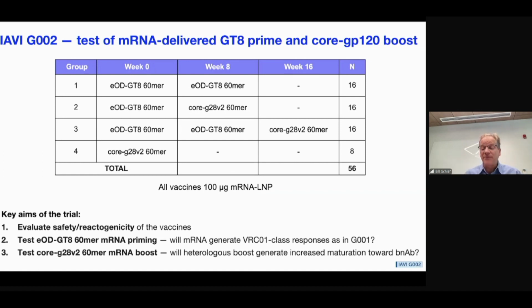And the reason that I'm able to show you this data now, only a year and a half after we published the results of G001, is because we used RNA. It was much faster to manufacture and get it going, and much more affordable.